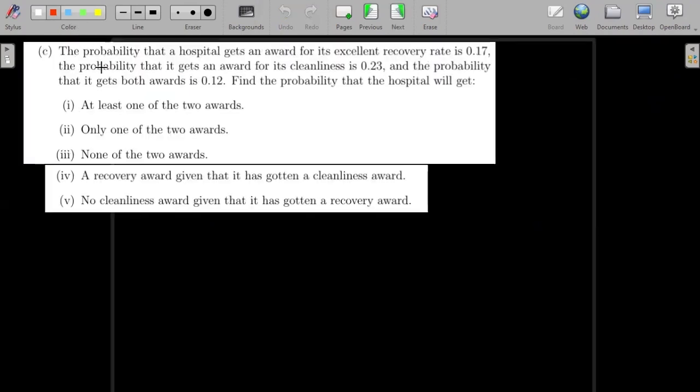So here they're saying the probability that a hospital gets an award for its excellent recovery rate is 0.17. Okay, so we had a similar question like this one in test 2. The video is already there on the website, and part of it is there on YouTube. The probability that the hospital gets an award for its excellent recovery rate is 0.17. The probability that it gets an award for its cleanliness is 0.23, and the probability that it gets both is 0.12. Then we have to find these probabilities that have been listed.